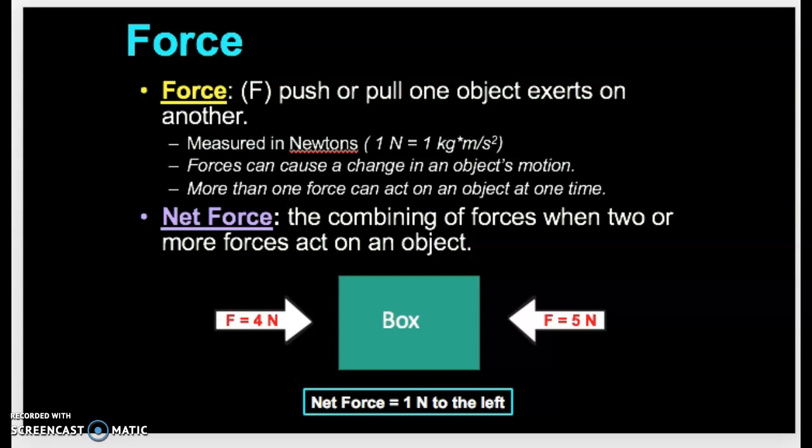So if I get on one end of a table and another student gets on the other end of the table and we push the table at the same time, whoever pushes the most is going to move the table in the opposite direction. So if we look at this box, you can see person 1 is applying a force of 4 newtons to the right, and then the second person is pushing the box with a force of 5 newtons to the left. That means the box is going to move to the left because the person is pushing with a greater force.